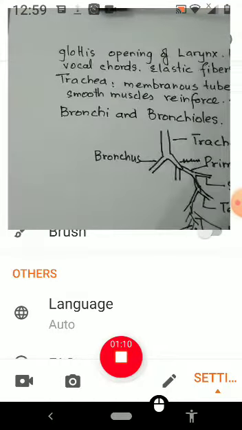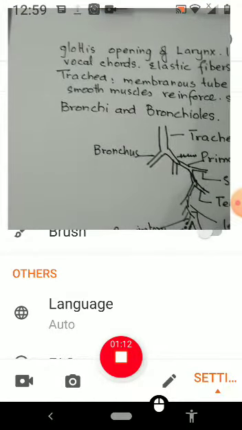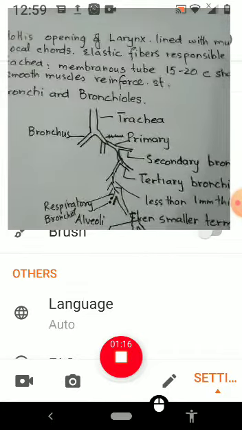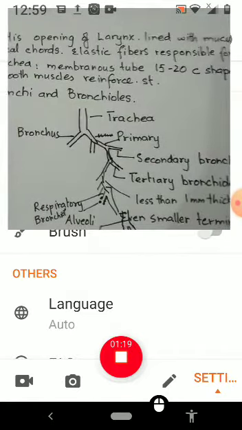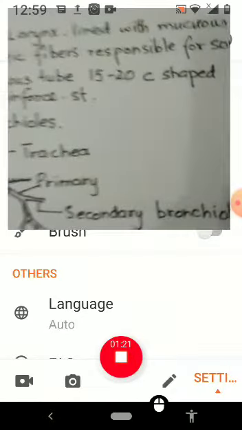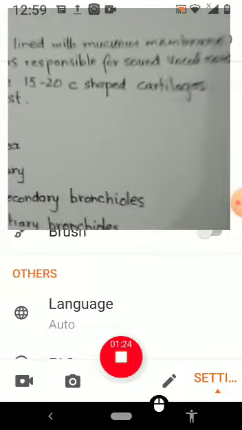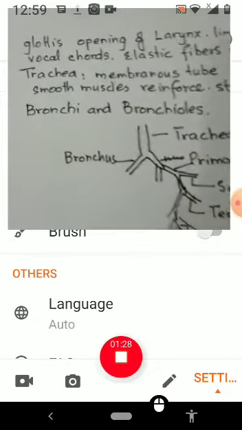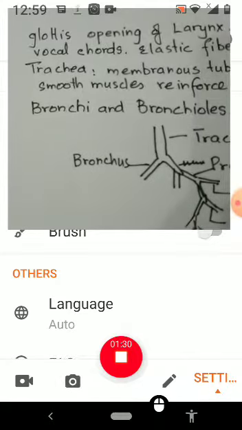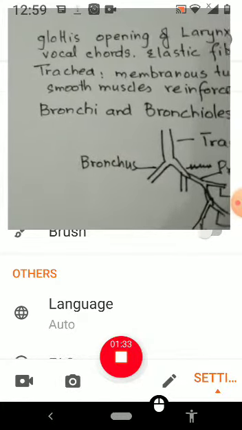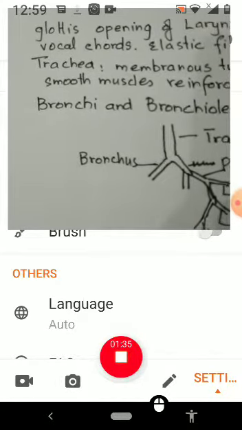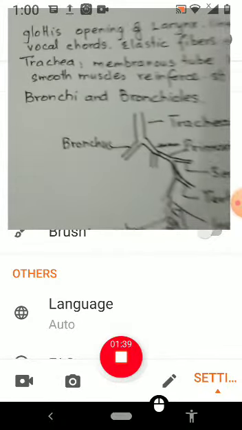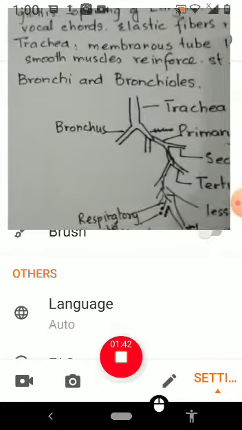The trachea, or the windpipe, the main tube which leads to the lungs, is a membranous tube. It contains about 15 to 20 C-shaped cartilages. They are reinforced with smooth muscles. That is, the membranous structure has smooth muscles to reinforce it, and also the cartilage.